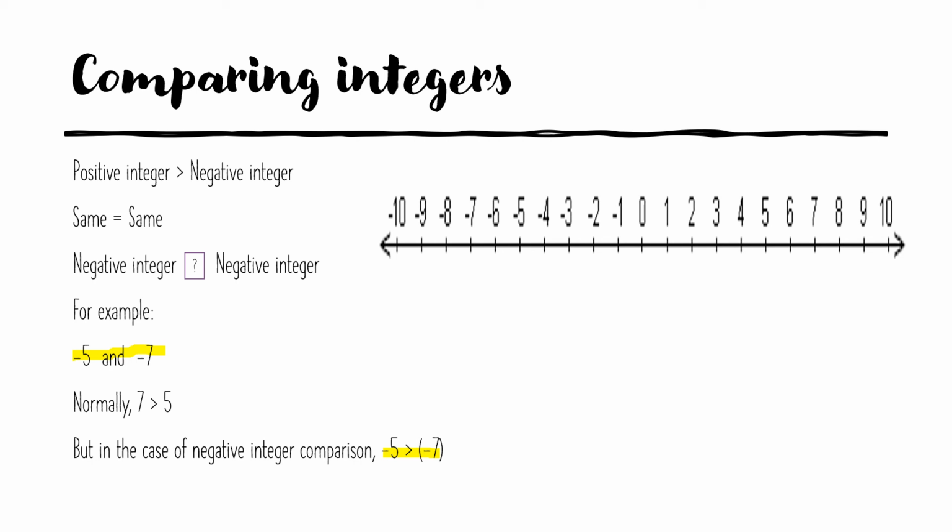So we have negative 5 and negative 7. So in the number line, negative 5 comes before negative 7. So negative 5 is larger than negative 7. So that's the reason why this happens when comparing integers.